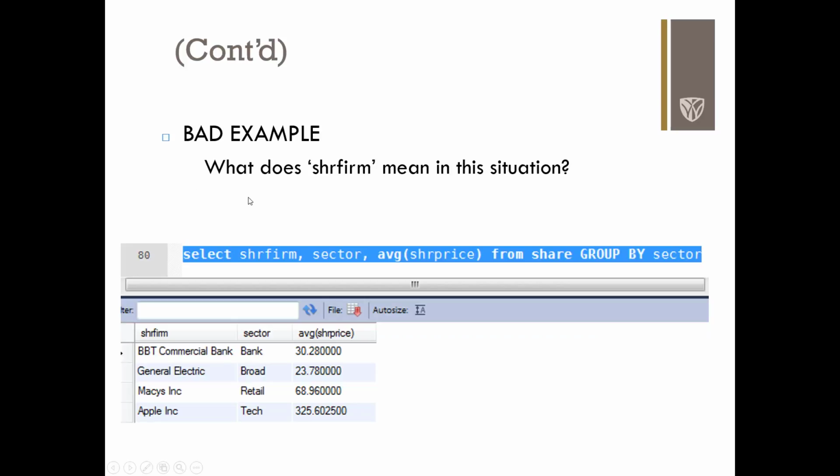In this case, we're doing select share firm, sector, average share price from share, and group it by the sector. Once again, we're getting the sector name and the average share price, but now we've got a share firm name, BB&T Commercial Bank, General Electric. What does this mean? Well, it's really not meaningful in the context of this query, because all it's doing is displaying the first bank listed in our table, which isn't really meaningful when we're looking for the average share price for the sector.